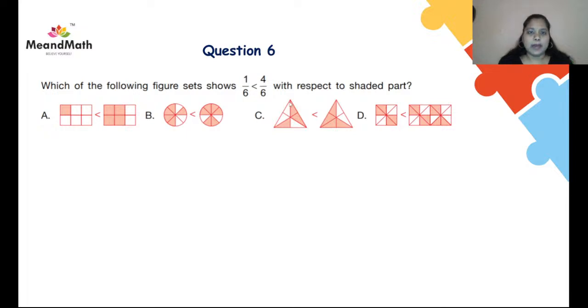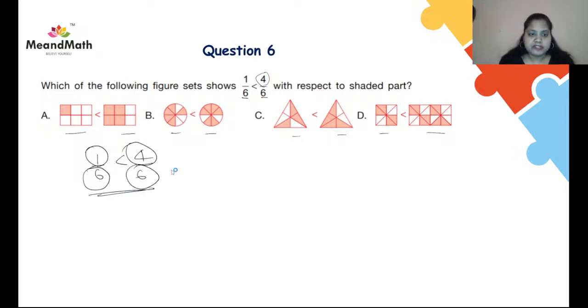Okay. Question C. Which of the following figure sets shows 1 by 6 is lesser than 4 by 6? We know that when the denominators are equal, whichever numerator is greater is greater. So here we have to see 1 by 6 and 4 by 6. Out of both the pictures they have given here, we have to find 1 shaded part and 4 shaded parts. Before continuing, we should first check which has 6 total parts.